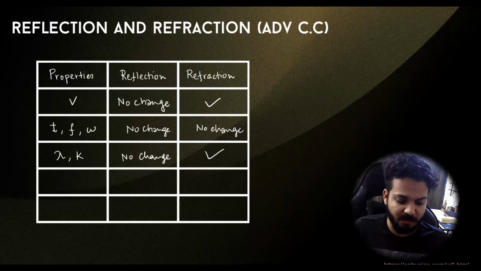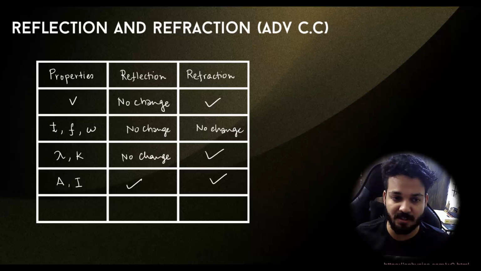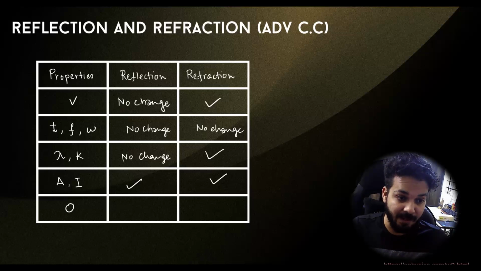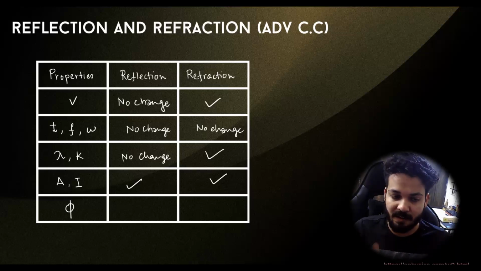If I talk about, let's say, the amplitude and intensity, both of them change. Both of them change during reflection and refraction. Something like phi is the phase constant. So during the reflection process, there is a phase change during a certain scenario.